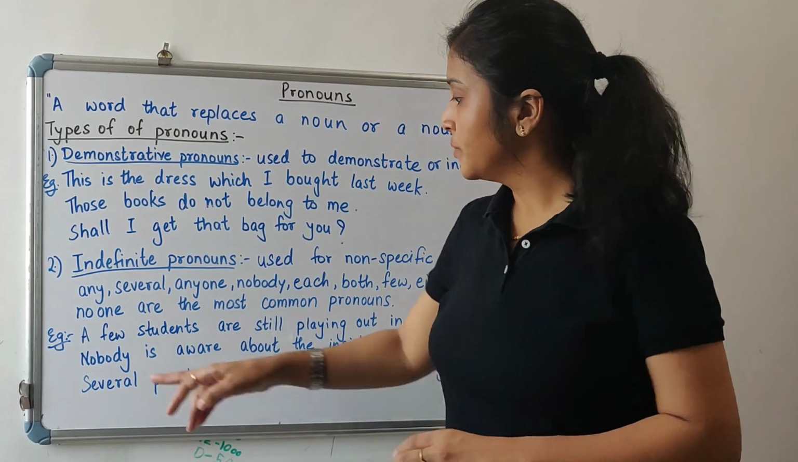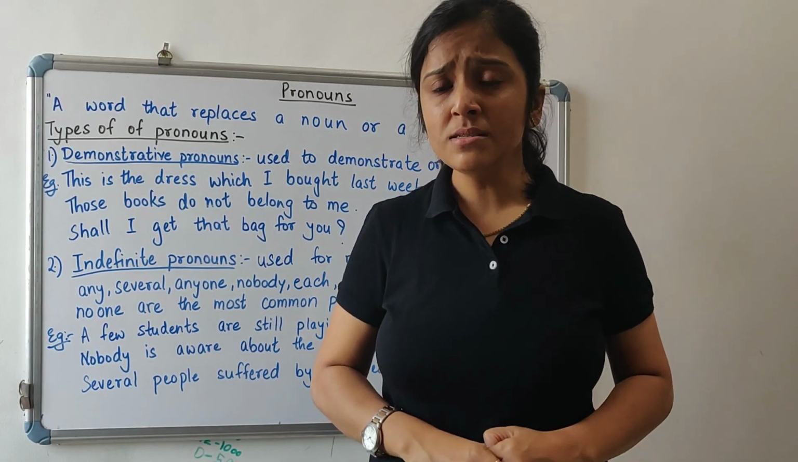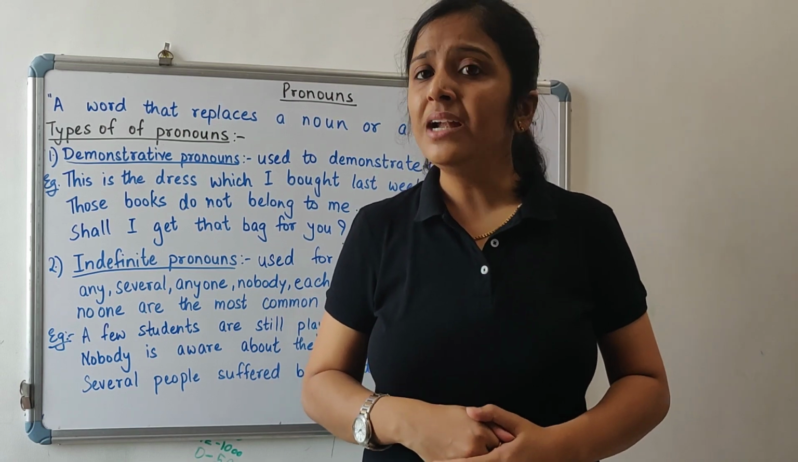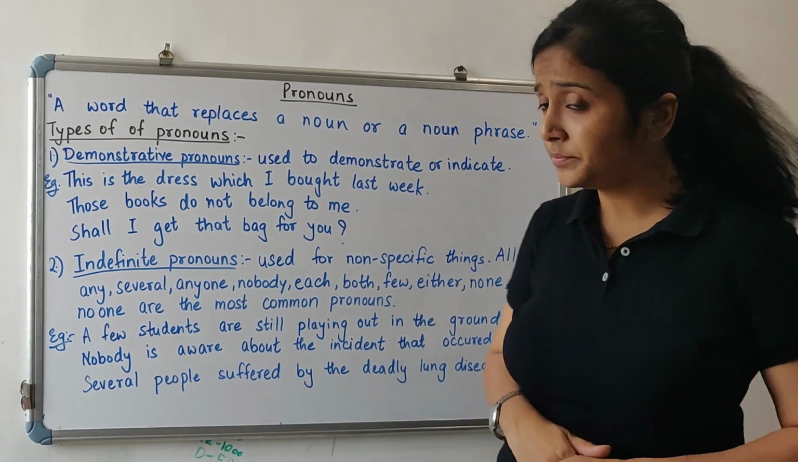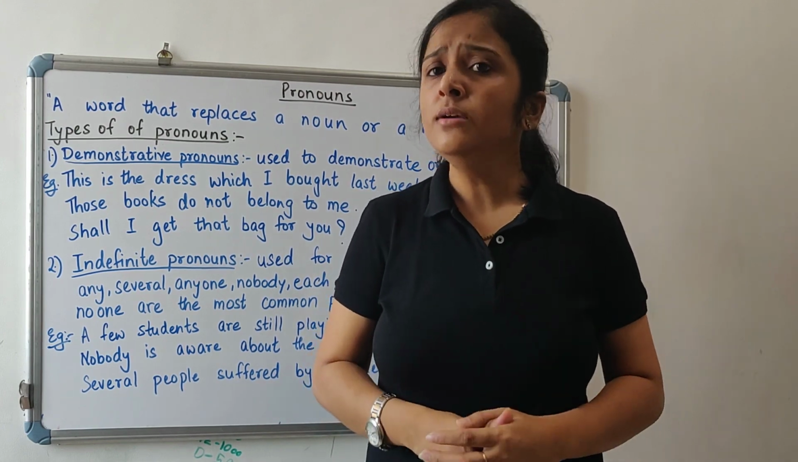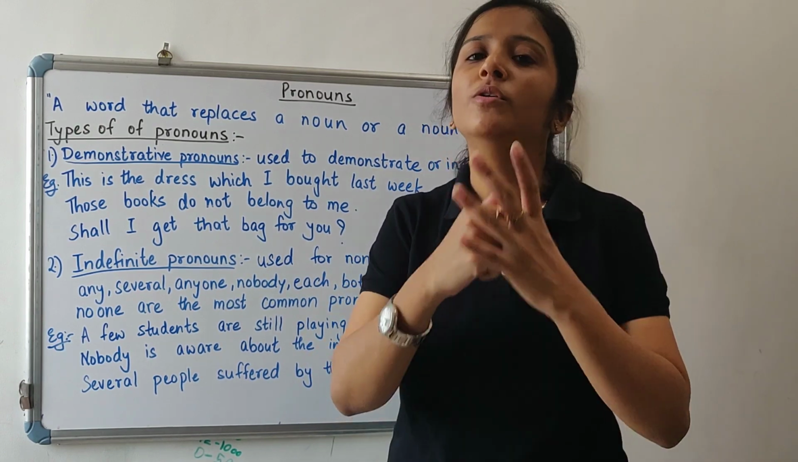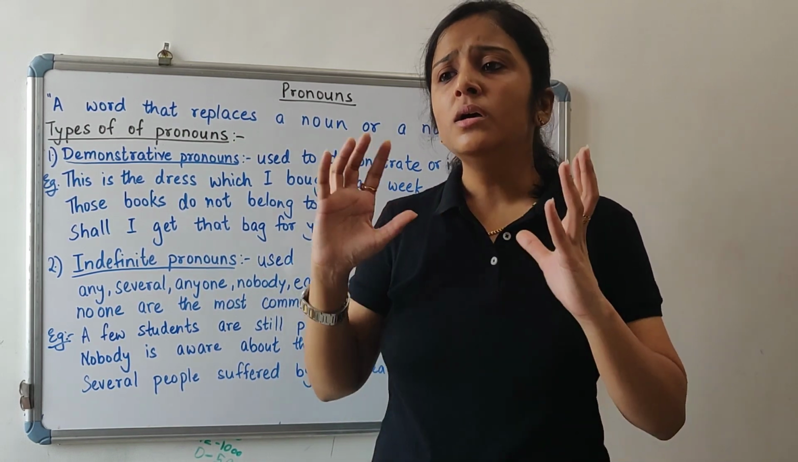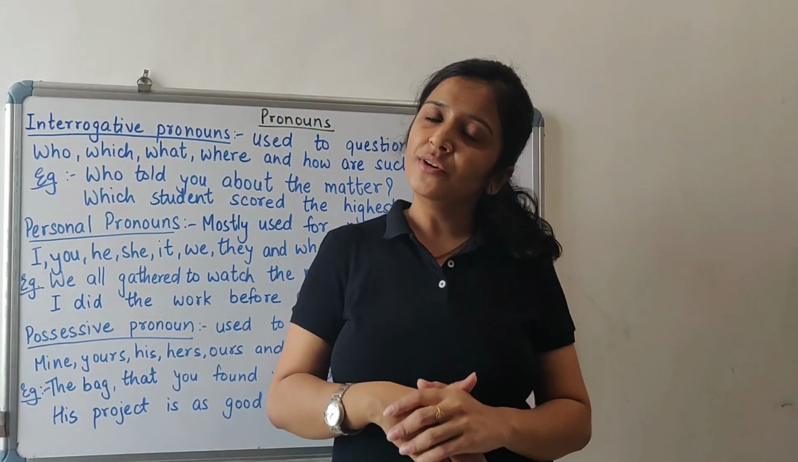Let's take the next example. Nobody is aware about the incident that occurred yesterday. What does the sentence say? That some incident happened yesterday but nobody is aware about it. Right? Let's take the next one. Several people suffered by the deadly lung disease recently. As we all know, coronavirus hit us recently. So there are several people that suffered by the disease but we are not sure who all suffered. Whenever we are pointing out to a group of people or somebody that we are not sure about, that time indefinite pronouns are used.